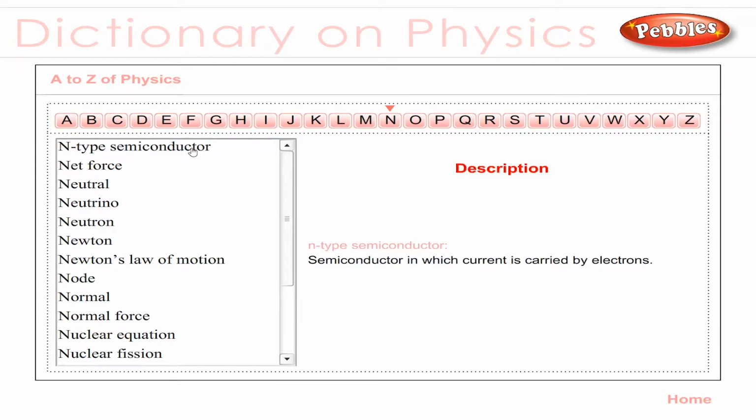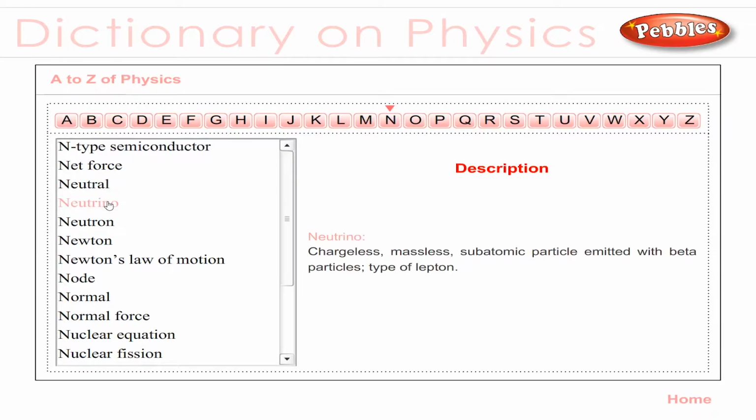N-type semiconductor. Semiconductor in which current is carried by electrons. Net force. Vector sum of forces on object. Neutral. Object that has no net electric charge. Neutrino. Chargeless, massless, subatomic particle emitted with beta particles, type of lepton. Neutron. Subatomic particle with no charge and mass slightly greater than that of proton, type of nucleon.